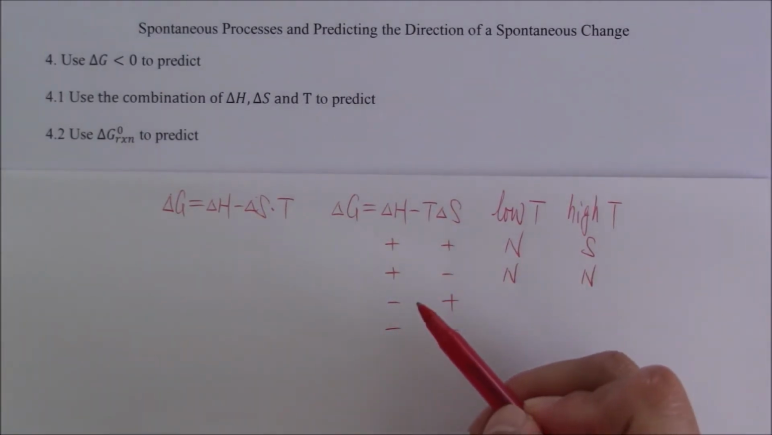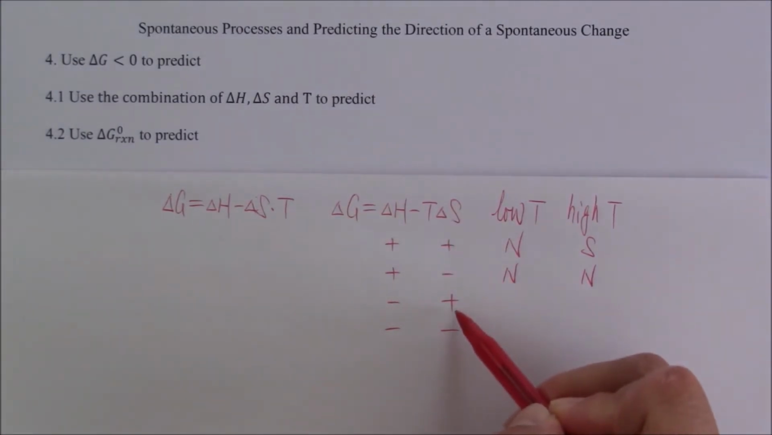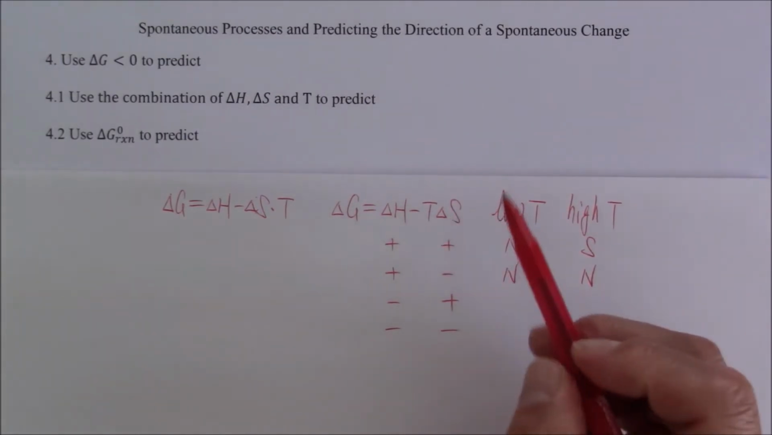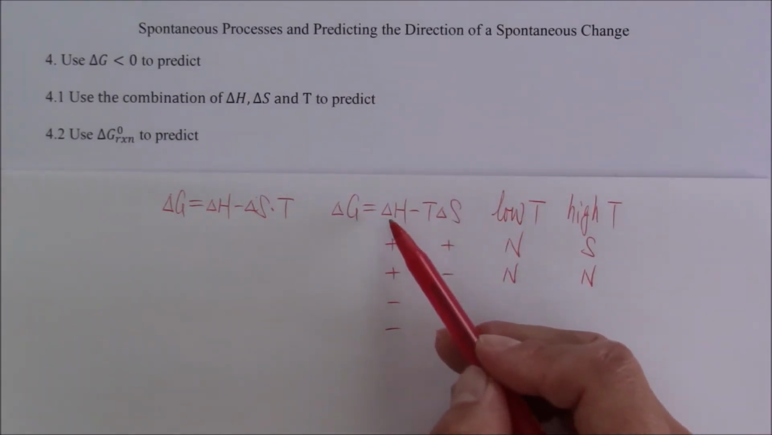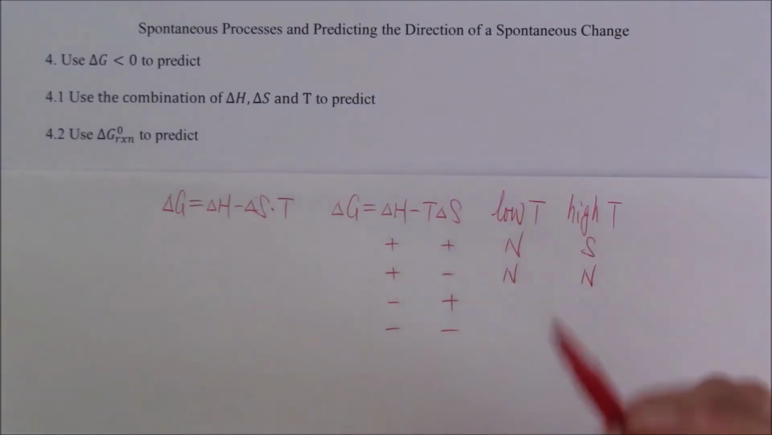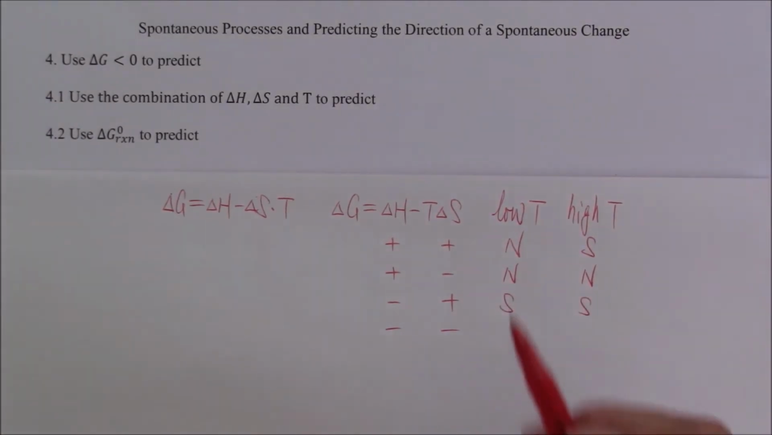Let's look at the third scenario. Delta H is negative, delta S is positive. A positive number multiplied by a positive number is positive. A negative number minus a positive number is always negative. Therefore, it is always spontaneous. Then let's look at the last scenario.